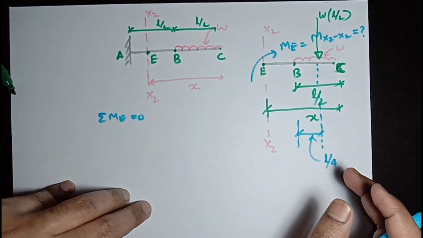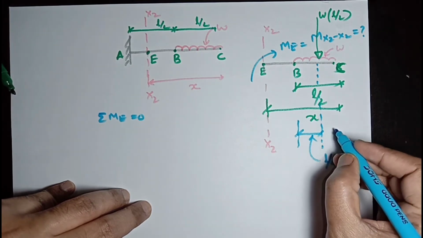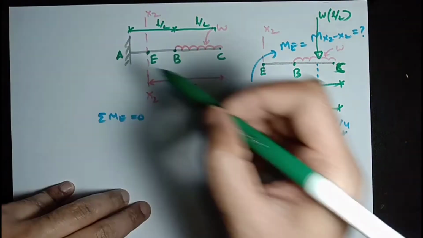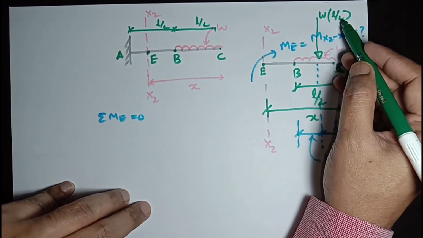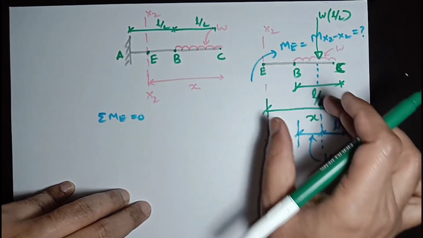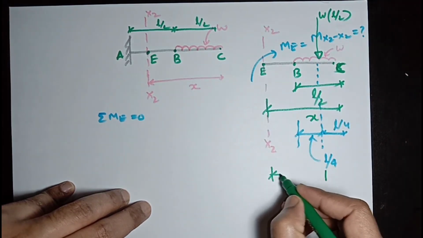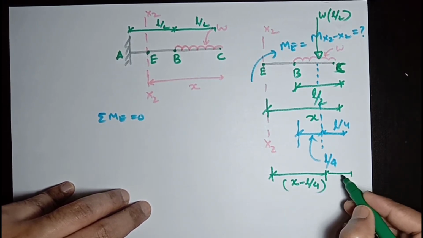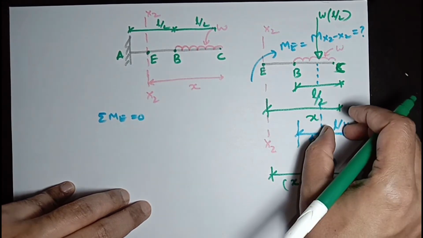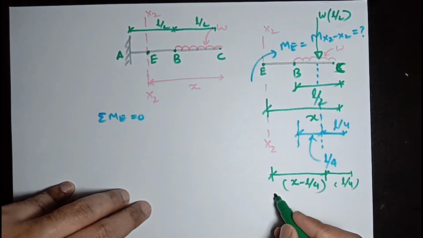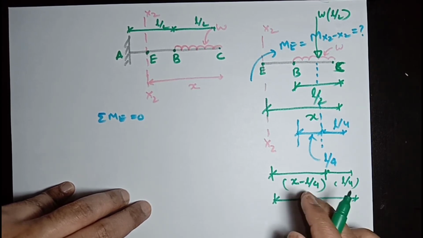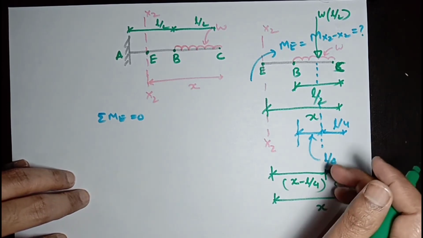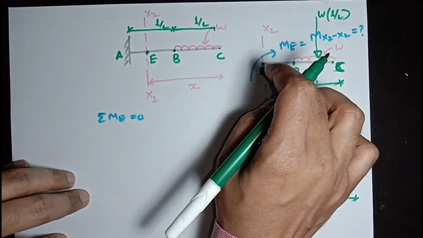Therefore this length is also L by 4, hence we can say this load WL by 2 will be acting at a distance of x minus L by 4. From here to here it will be x minus L by 4, as this length is L by 4, and this total length is x. x minus L by 4 plus L by 4 gives the total length x. So the total load is acting at a distance of x minus L by 4 from point E.